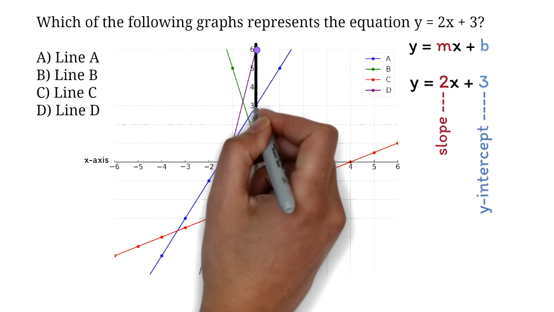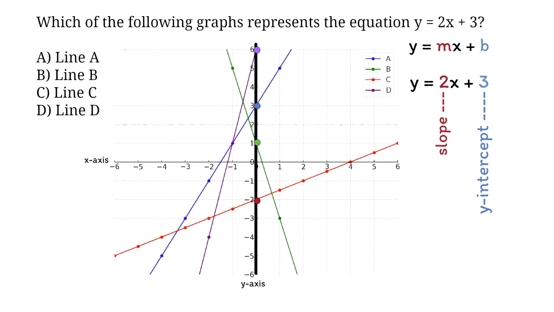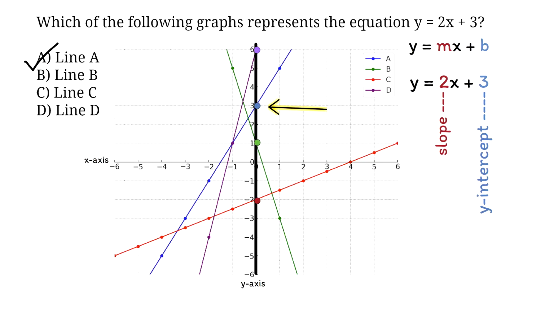Since all these lines meet the y-axis at different points, we can consider that to find the answer. We are looking for the line that meets the y-axis at the point 3. We can see that the blue line meets the y-axis at 3. So the y-intercept of the blue line is 3, same as the equation. From the legend, we know that the blue line is A. Therefore, line A is the correct answer.